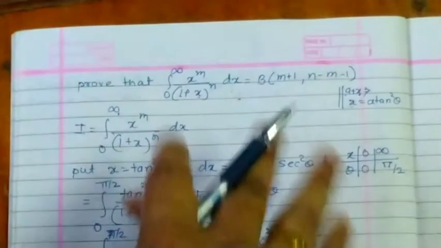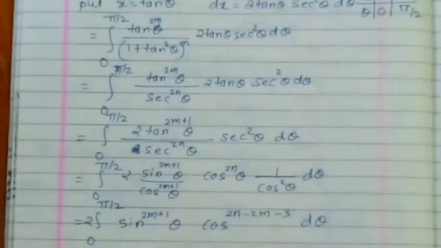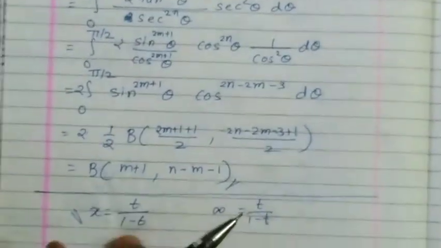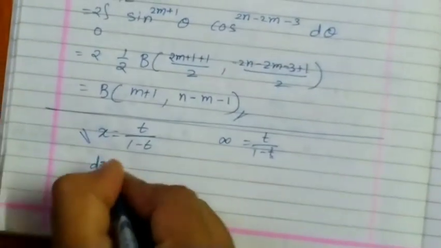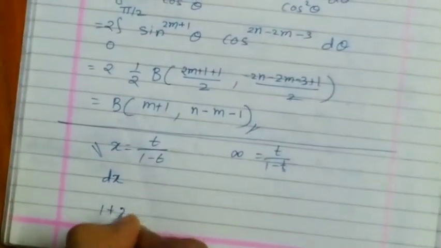So keeping that in mind, if you want to solve the same problem using algebraic substitution, you make it this one. One more suggestion: find dx here, also find the value of 1 plus x, and then go for the substitution, and you will get the final answer.